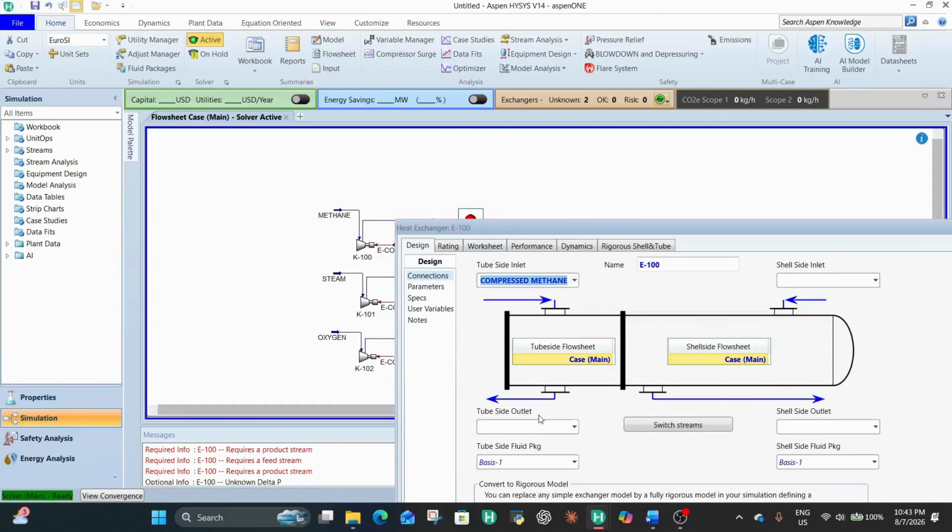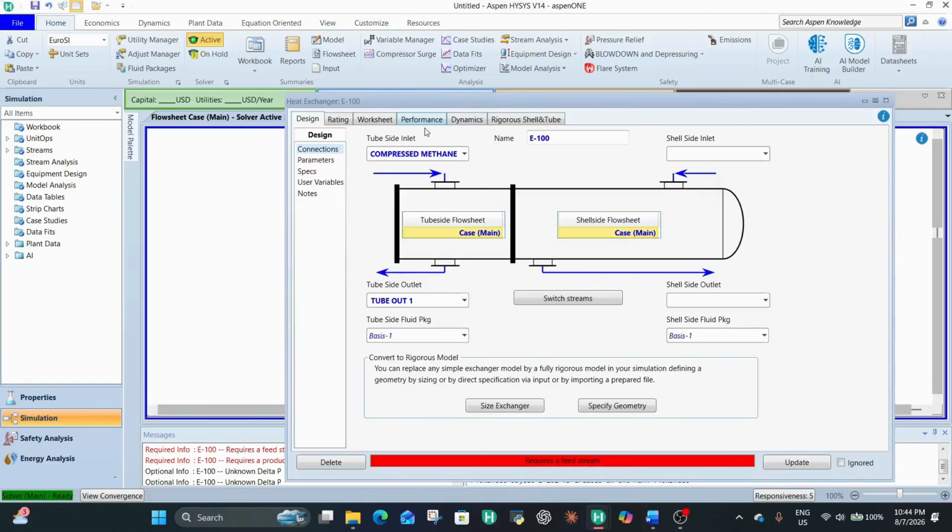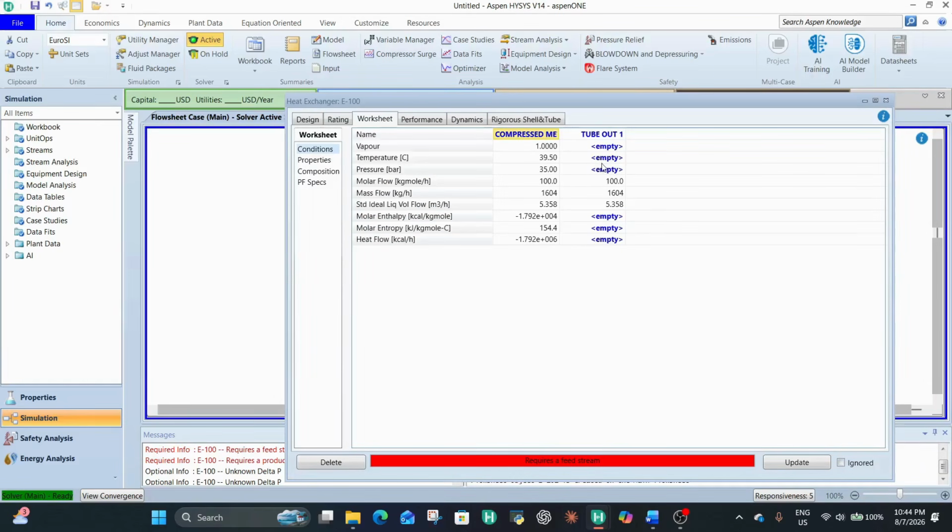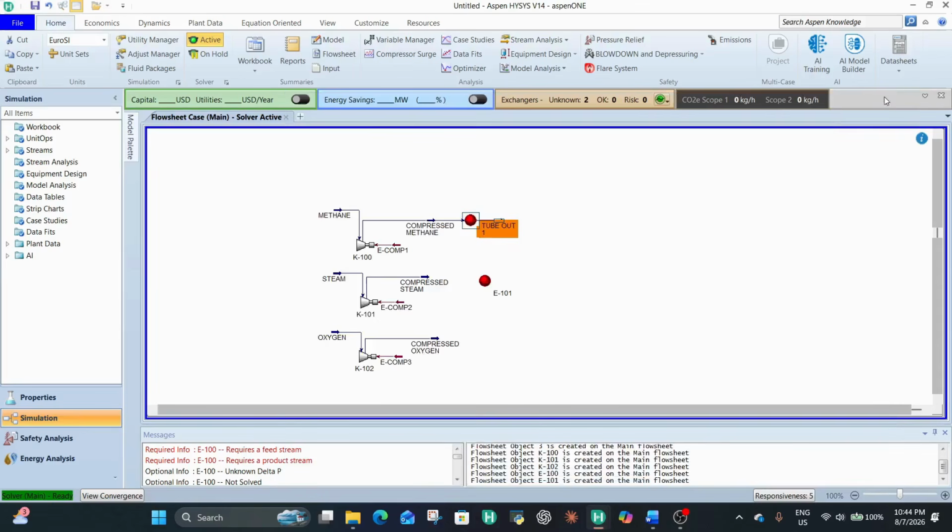So we're going to put in our compressed methane through the tube side and call this tube out 1. And we're going to basically leave the shell side empty for the meantime. And we are going to magically raise our temperature to 600 Celsius. And do we need a pressure drop? Well, yes. Let's say 0.5. So that inherently changes our change in pressure.